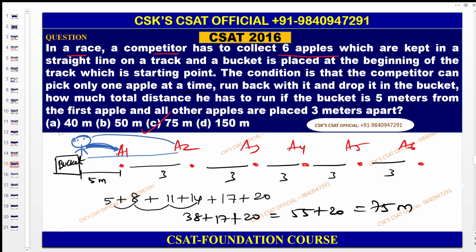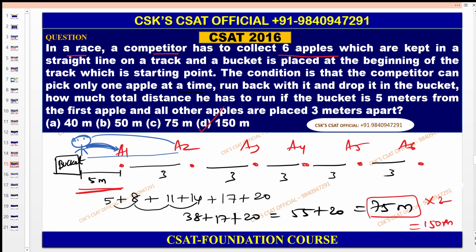In every situation, don't mark 75, since that is one side only. Understood? 75 into 2 becomes 150 meter. So the answer is 150. Everyone able to understand? You need to put into 2. Why? Listen carefully. Here 5. Come back again. So therefore 10. Getting it, Atul?